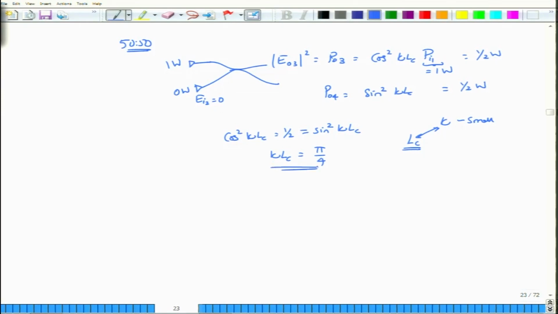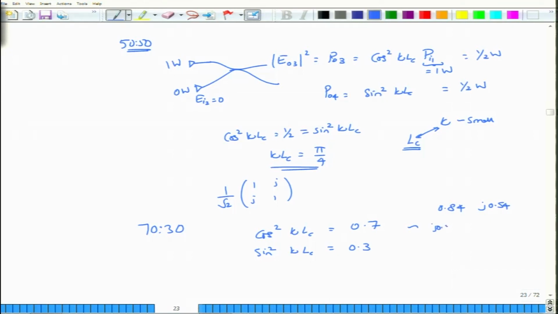So with kappa LC equals pi by 4, the coupling matrix, I will invite you to check this out, is very simple. This is the coupling matrix. For 70-30 coupling, it is clear that cosine square kappa LC must be equal to 0.7 while sine square kappa LC must be equal to 0.3, and again I will leave this as an exercise for you to show that this is roughly 0.84, j 0.54, j 0.54 and 0.84.